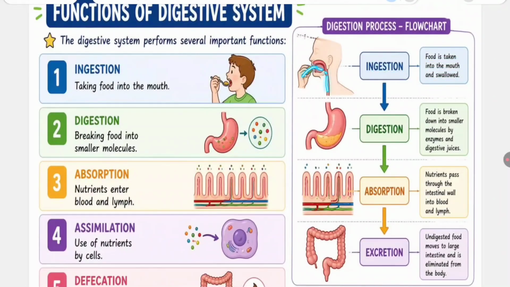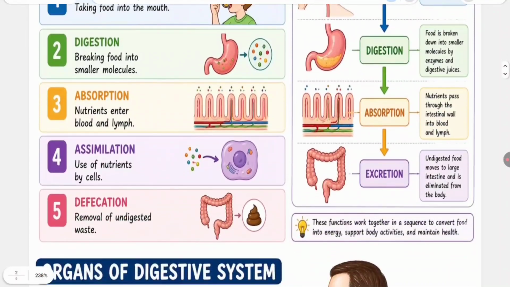Here also you can see ingestion, food taken by mouth and swallowed. One person is taking food in the mouth and swallowing it, then it is coming to the stomach. And digestion, food breaks down into smaller molecules by enzymes and digestive juices. These enzymes and digestive juices help to break down the food into smaller pieces. Then absorption means nutrients pass through the intestinal wall into blood and lymph. It is from the intestinal layers that the food particles are absorbed. Okay, nutrients are being absorbed.